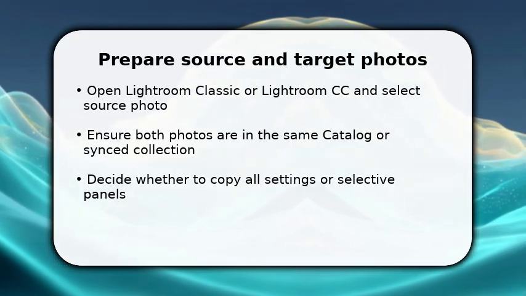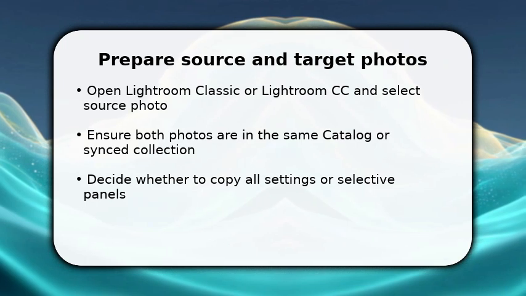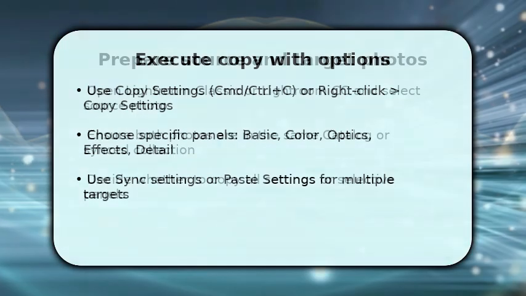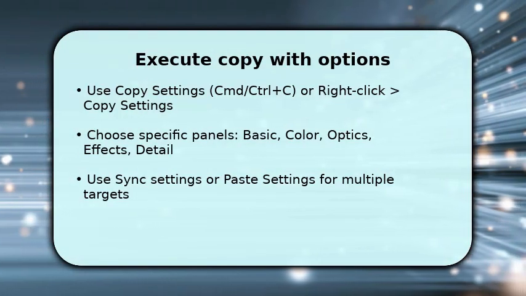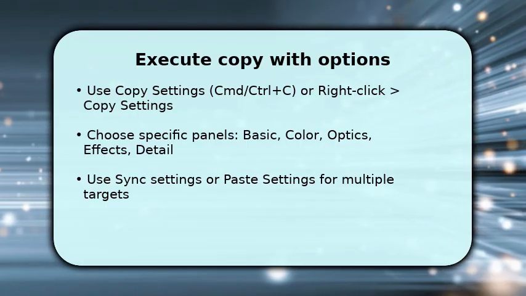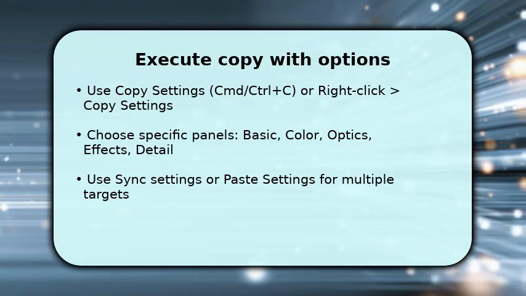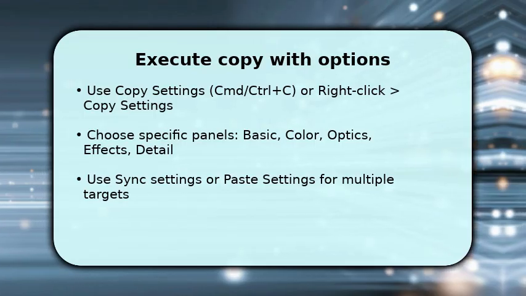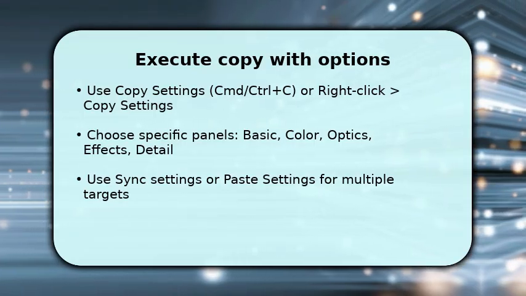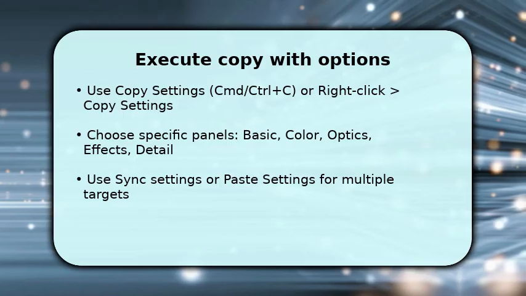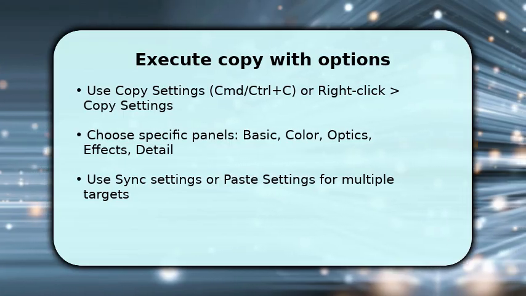Now select the source photo and get ready to invoke the copy command. You trigger copy settings using CMD or Ctrl+C, or right-click and choose Copy Settings. This opens the dialog where you pick panels. Select only the adjustments you need. For example, exclude crop or spot removal if those require per photo fixes.